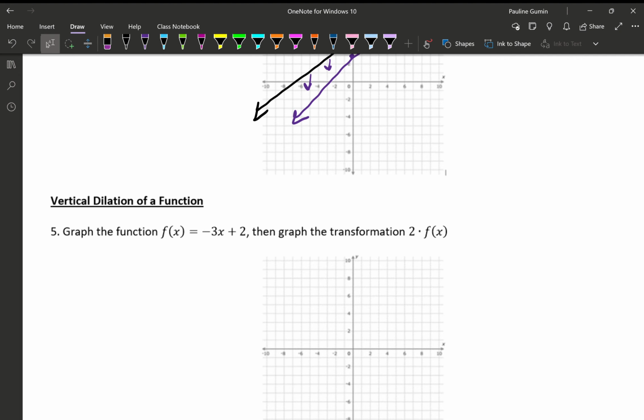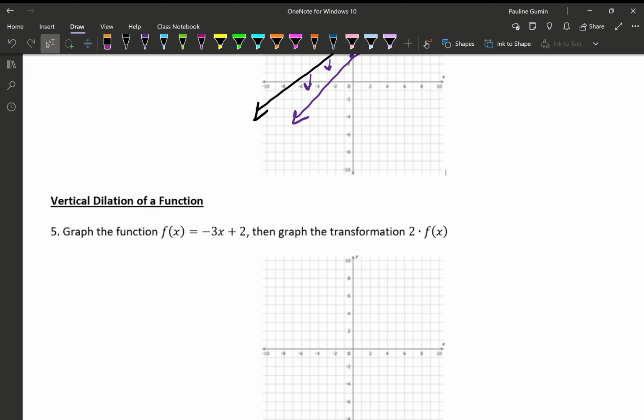Another transformation that we're going to look at is called a vertical dilation. Another way that I used to like to call it is a stretch or compress. So I think of it kind of like gum. You're stretching the gum or you're smushing it into like a piece of gum that you stick under the desk, but hopefully you don't stick under the desk. That's disgusting. Please don't do that.